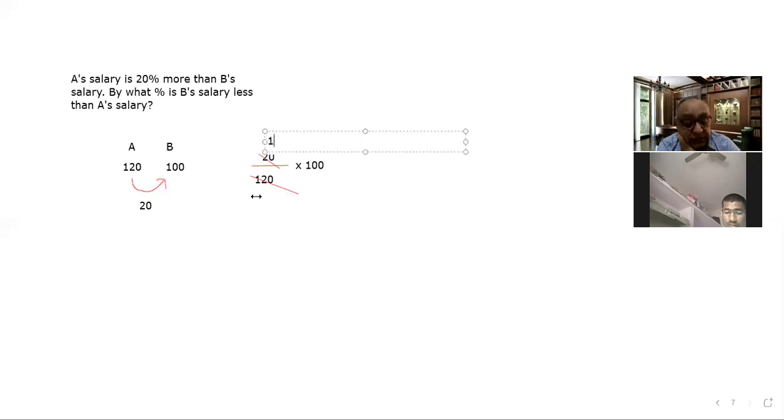1 upon 6 here, right? So 100 upon 6 is there, which can be written as 50 upon 3, okay? 50 upon 3, and that is equal to 16 2 by 3 percent, right? That is the answer, right? So B's salary is 16 2 by 3 percent less than that of A's salary. So that's the point. Okay.